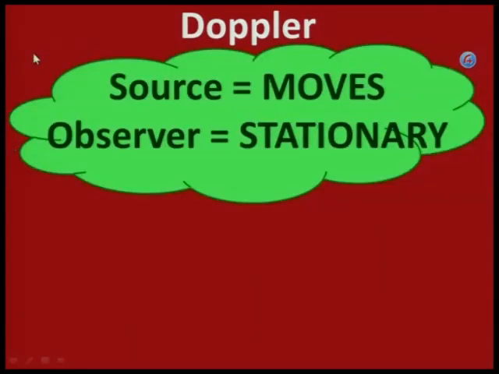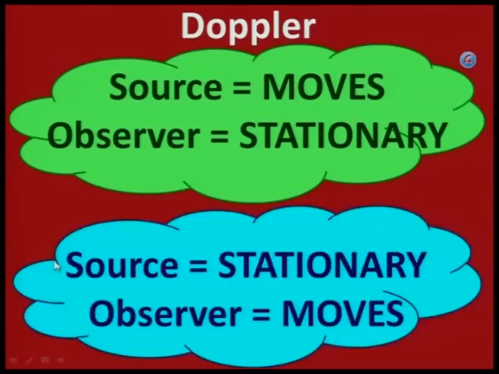So let's look at a few definition type of examples. The Doppler effect can have two situations. The source can move, then the observer is stationary. That is exactly like the video we watched. The observer is stationary and the car, which is the source making the noise, was moving. The second situation is where the source is stationary and the observer is moving. Okay, very important for you to note the two situations.